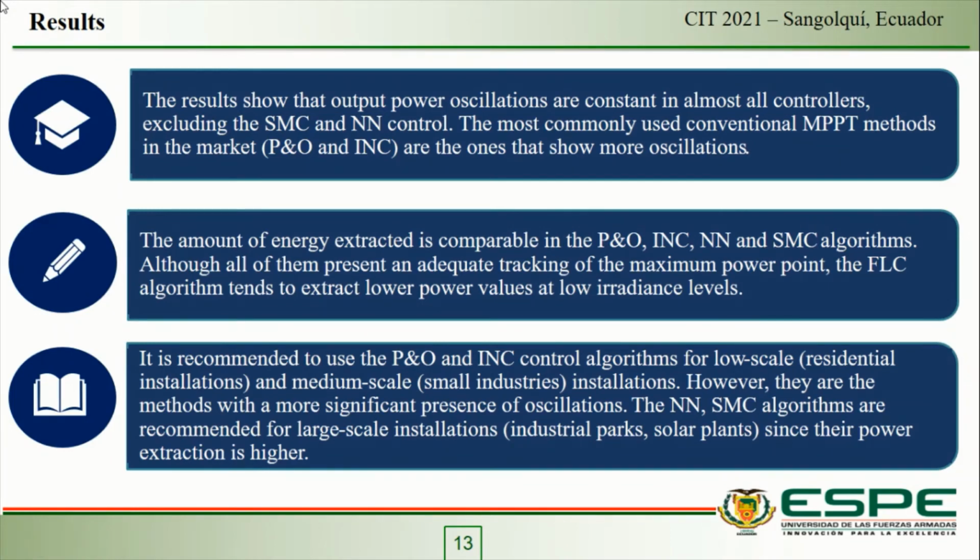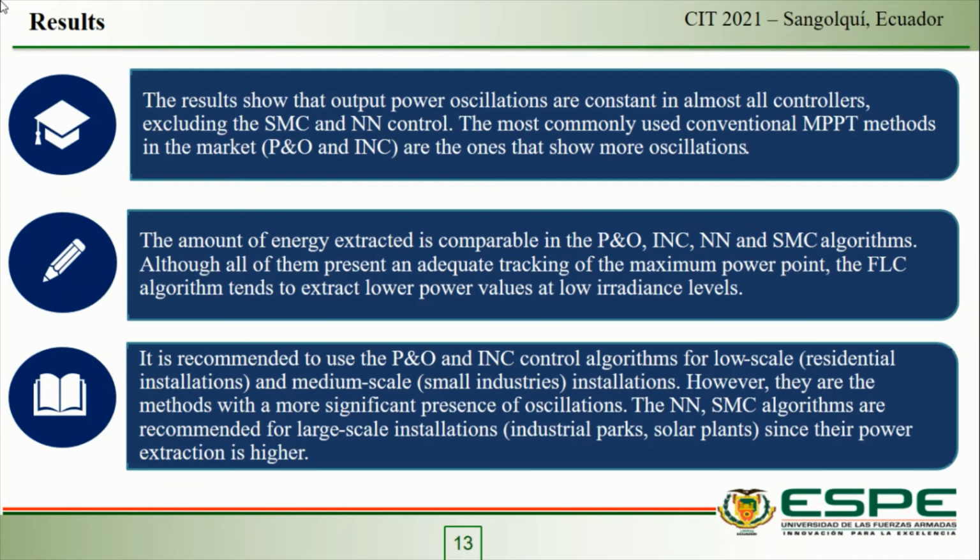The results show that output power oscillations are constant in almost all controllers, excepting the sliding mode control and neural network control. The most commonly used conventional MPPT methods in the market, perturb and observe, and incremental conductance, are the ones that show more oscillations. The amount of energy extracted is comparable in the perturb and observe, incremental conductance, neural network, and sliding mode control algorithms, although all of them present an adequate tracking of the maximum power point.